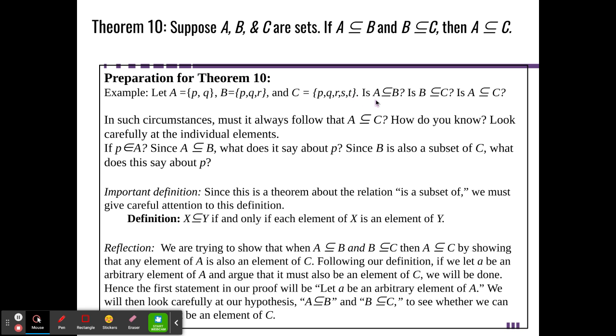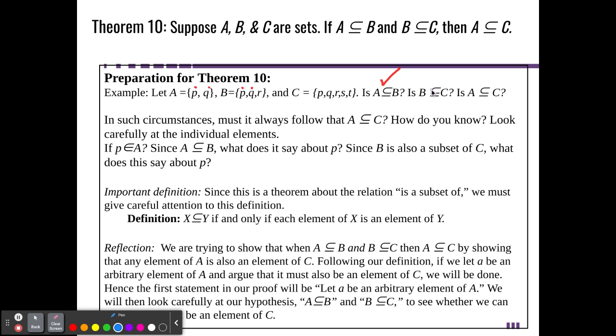According to this, A is definitely a subset of B, because in A we have P and Q, and in B we have P, Q, and R. So let's get my marker out here. We've got P and Q, and then P and Q. So A is definitely a subset of B, check.